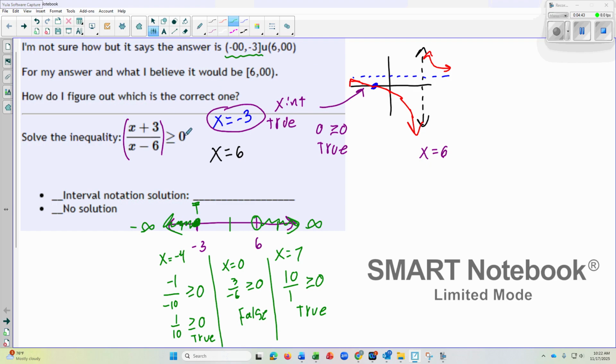Because instead of having 0 right here, you're trying to figure out when is it greater than or equal to 0. Well, in this case, y is taking the place of 0. And so it is greater than or equal to 0 where the y value is here and all of this part right here.